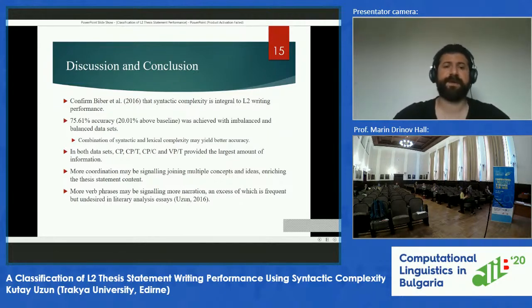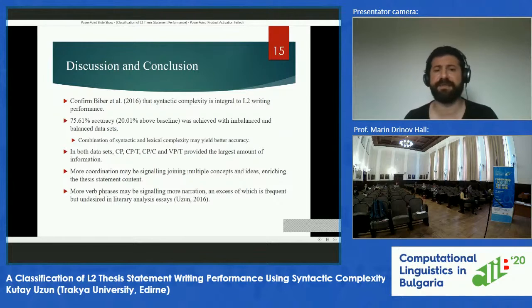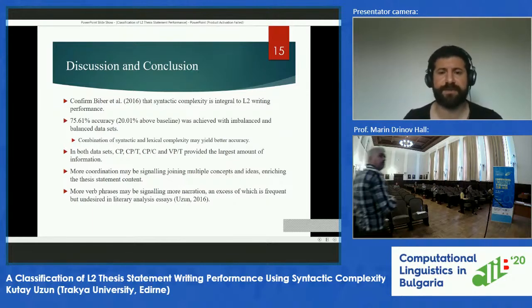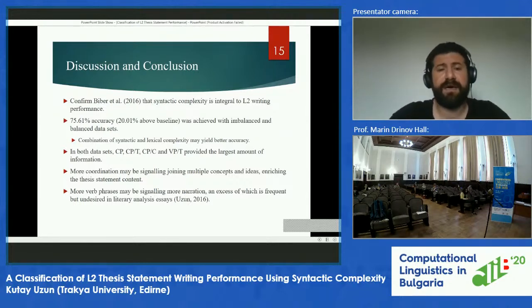And then the number of verb phrases decreased in the higher performing essays because this data set was created out of a literary analysis essays corpus. And in literary analysis essays, one problem is that narration is overly used by learners or undergraduate students, even though it may not be needed at all times. So the high number of verb phrases may indicate a high amount of narration, which may be reducing the overall quality of the thesis statement. So the higher performing thesis statements had fewer verb phrases in them, according to the results.